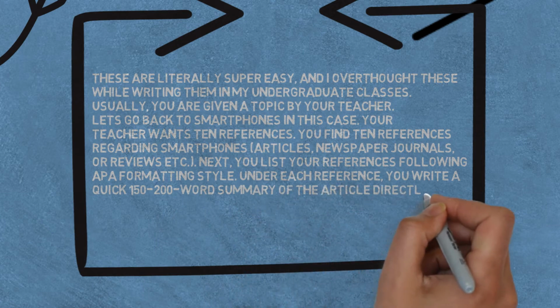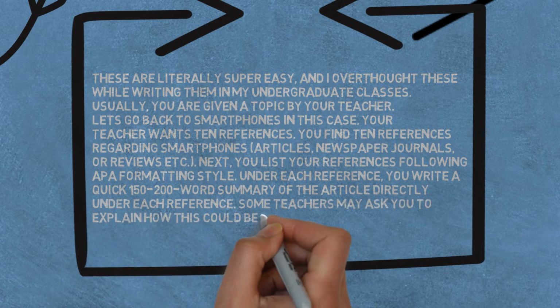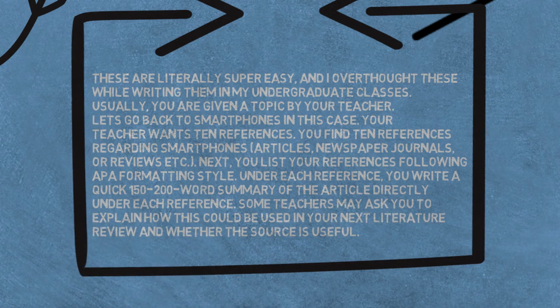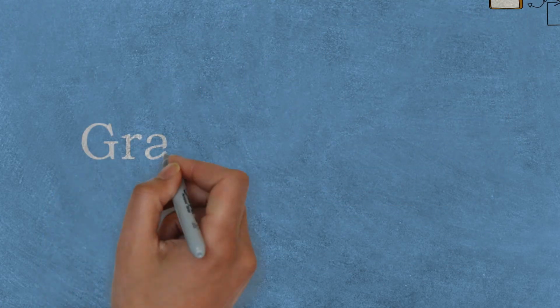Next, you write your reference following APA formatting style. Then, for each one, you write a quick 150 to 200 word summary of the article directly under each reference. Some teachers may ask you to explain how this could be used in your next literature review and whether the source is useful.